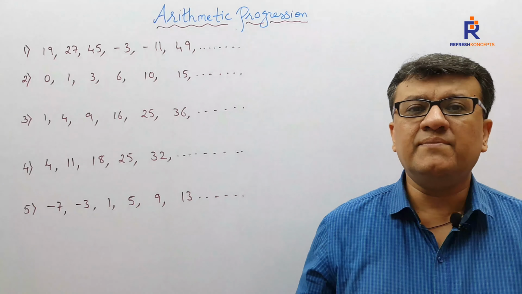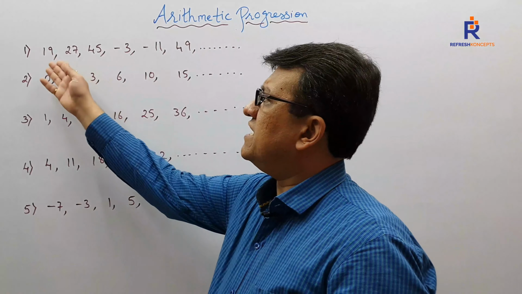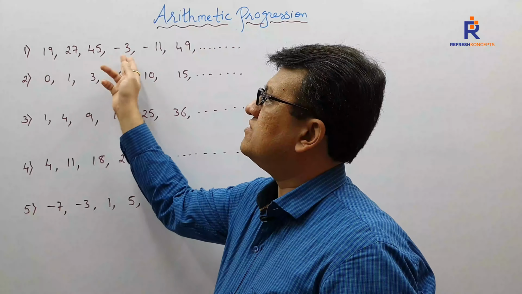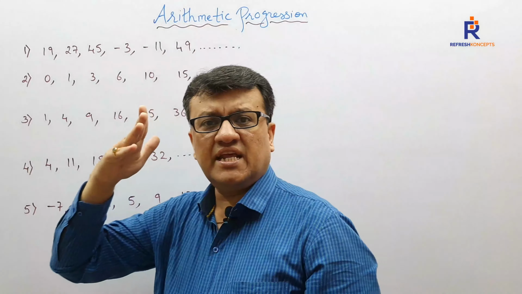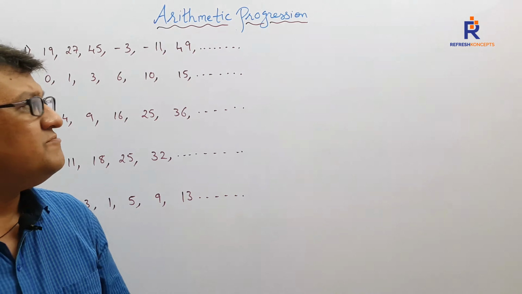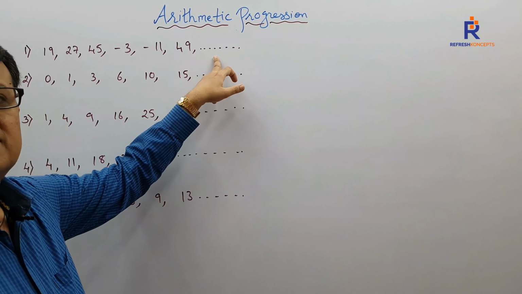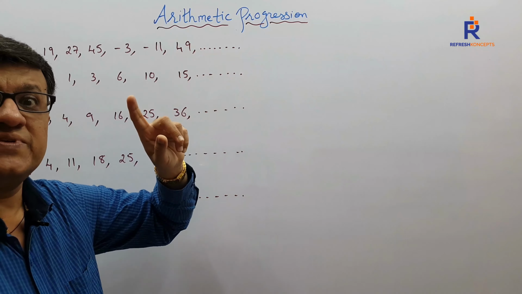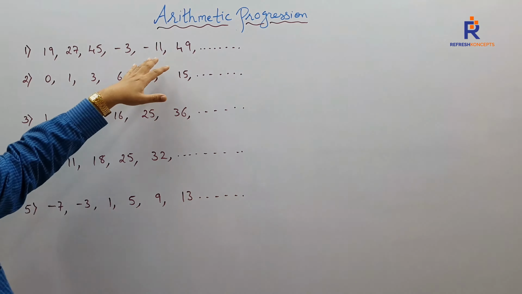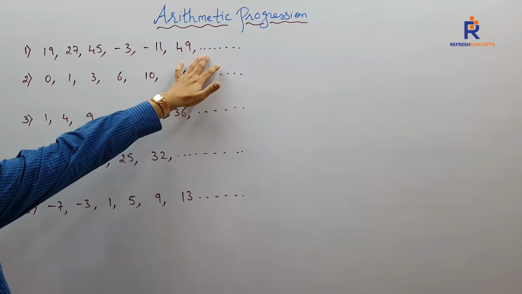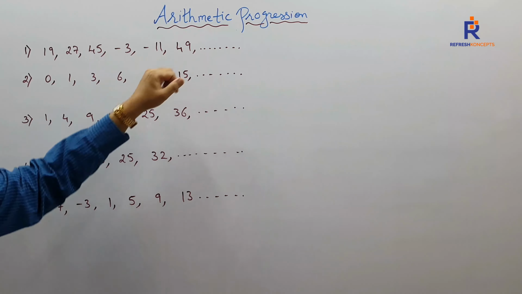Why won't you be able to say? Because there lies no connection of the first number with the second one, the third with the second, the fourth with the third. So there lies no connection, and that's the reason you can't say the next one. There lies no specific pattern, no definite pattern. And that is the reason you cannot give me the answer for the next term in our first case.